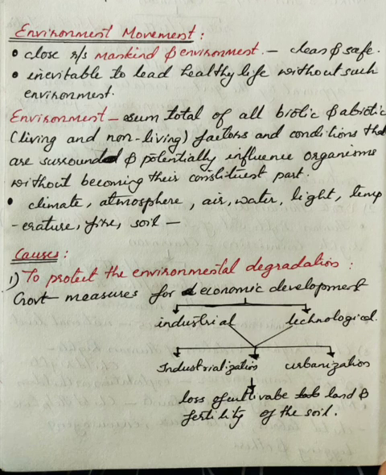The incessant, or continuing, exploitation of natural resources and biodiversity has led to the environment movement. So let's see what are the causes of the environment movement. Number 1. To protect against environmental degradation. The Government of India has taken measures for economic development, including industrial and technological development. This has led to industrialization, urbanization and their adverse effects like loss of cultivable land and on the fertility of the soil.